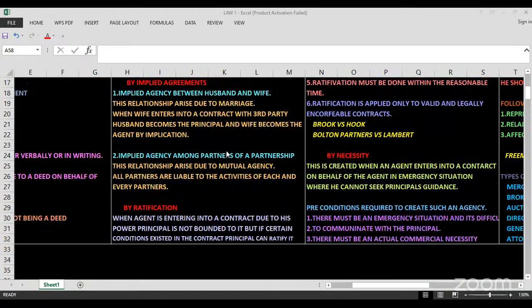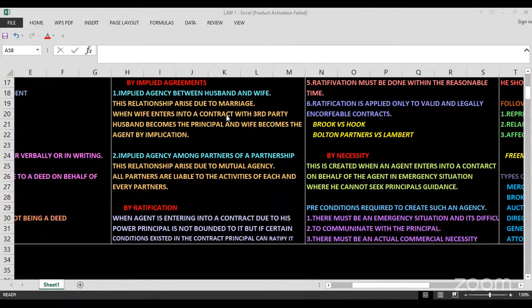The next one is what? By ratification. Okay. So how is an agency created by ratification? Let's see. When an agent is entering into a contract beyond his power, the principal is not bound to it. But if certain conditions existed in the contract, the principal can ratify it. So what is ratification? Ratification means like this.